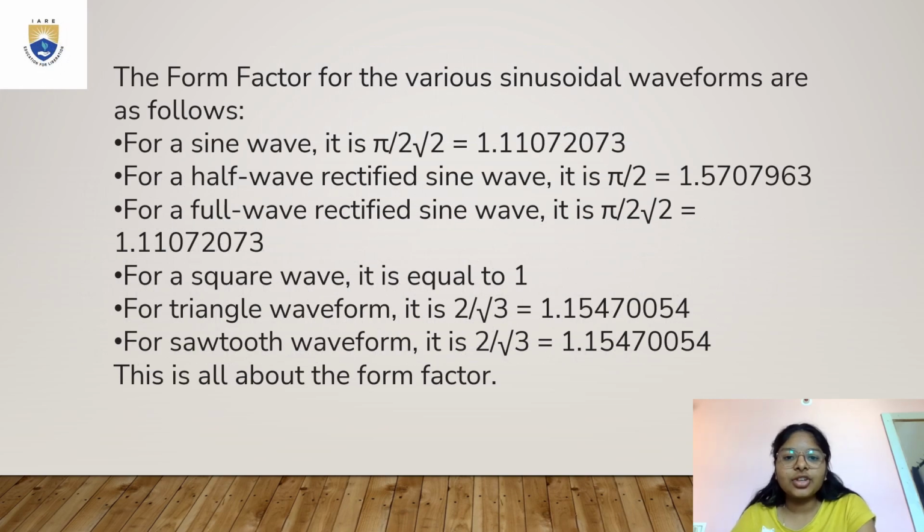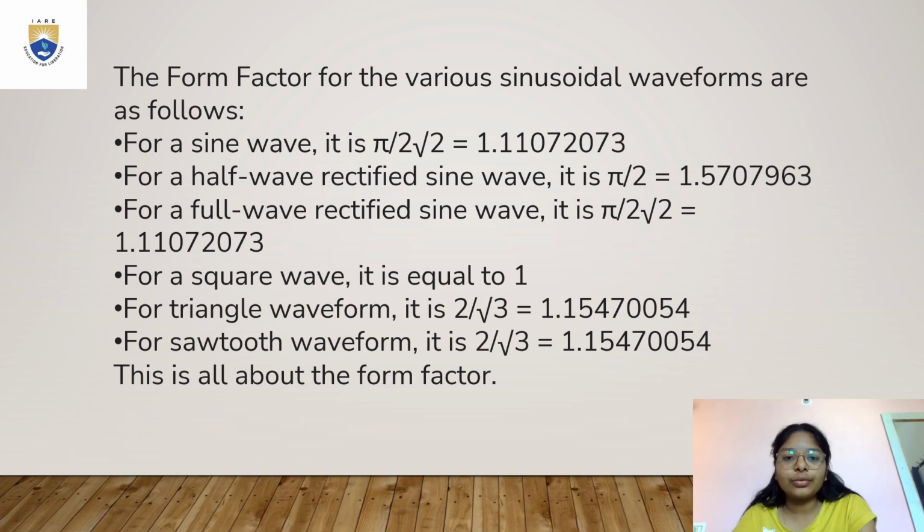The form factor for the various waveforms are as follows. For a sine wave, it is pi by 2 root 2 is equal to 1.11072073. For a half wave rectified sine wave, it is pi by 2 is equal to 1.5707963. And for a full wave rectified sine wave, it is pi by 2 root 2 is equal to 1.11072073. For a square wave, it is equal to 1.